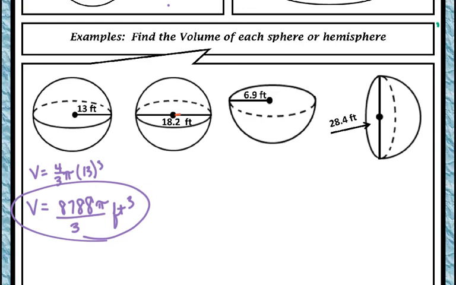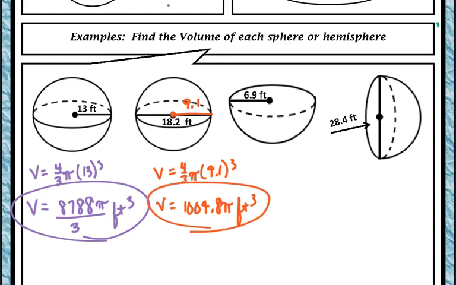And this one, we are given the diameter, so we need to cut that in half, and our radius is actually 9.1. So our volume is 4/3 pi times 9.1 cubed. Times 4 divided by 3. Okay, we're just going to round this one. Is 1,004.8 pi cubic feet. I haven't been rounding this lesson, but I did on that one because I got ugly.